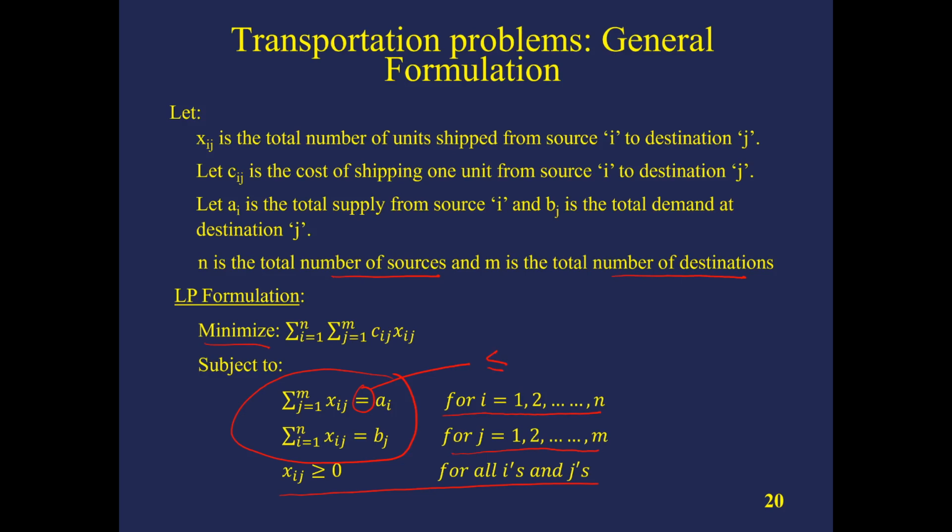If, on the other hand, demand is more than supply, then we will have equality here, but for this one we will have less than or equal to Bj. So that's the general formulation. We will see the particular formulation for the case we have discussed earlier.